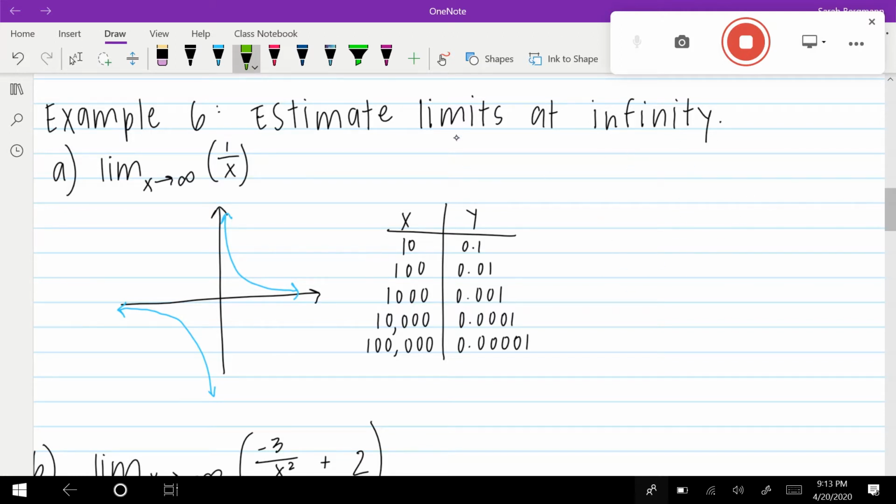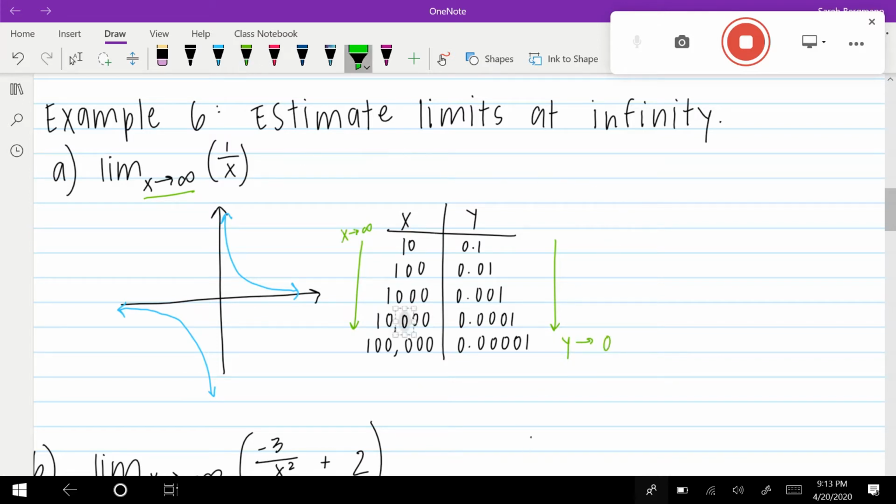Also, I went ahead and made a table. Since I'm looking as x is approaching infinity, I plugged in numbers where x is approaching infinity. So I'm going 10, 100, 1,000, 10,000, 100,000. My numbers are getting closer and closer to infinity. They're growing. Now I want to see what my y values are approaching. Well, I see that my numbers are getting smaller and smaller and smaller. I would guess that this y value is approaching 0.